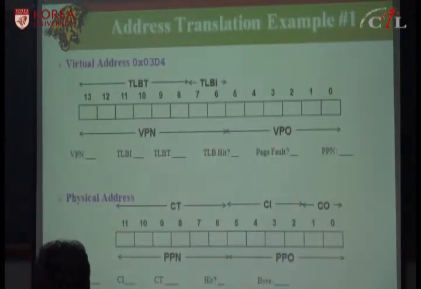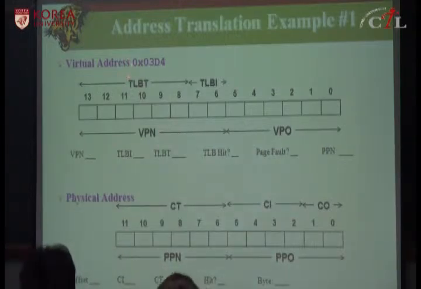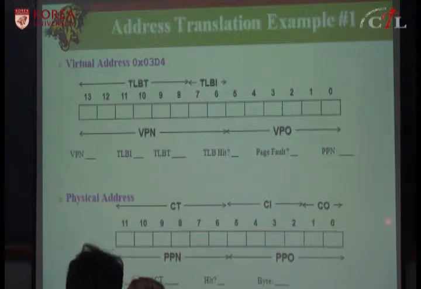Let's do this. Example 1. Using the same example, for this virtual address, find out TLB tag, TLB index, and find out all this using the previous slides. And generate the physical address and find out index, tag, and offset, and hit or miss and so on.